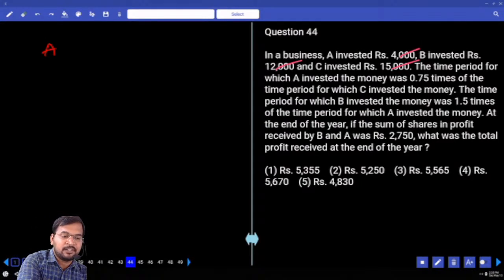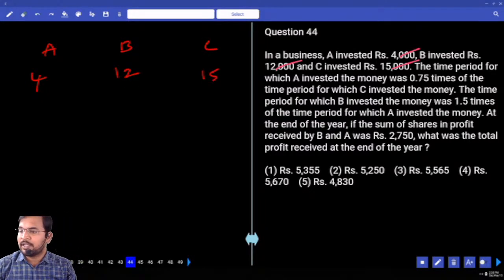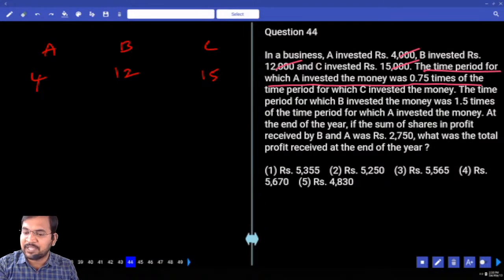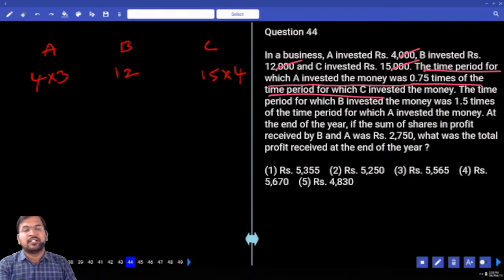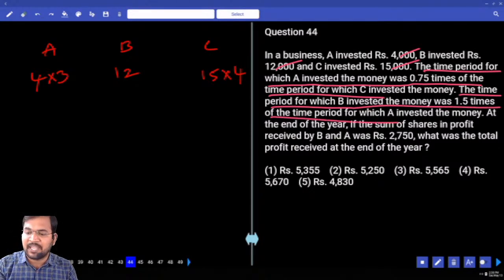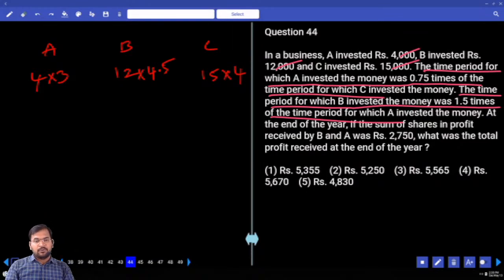A's investment is 4 parts, B's investment was 12 parts, C's investment was 15 parts. Now the time period for A investment was 0.75 times of the time period for C. 0.75 means 75%, na. 75% is nothing but 3/4, na. And C is 4 months. Then A is 3 months. 3 is 0.75 times of 4, na. Are you clear, na? Now the time period for B was 1.5 times of A. 1.5 times of A, where A is 3, is nothing but 4.5.